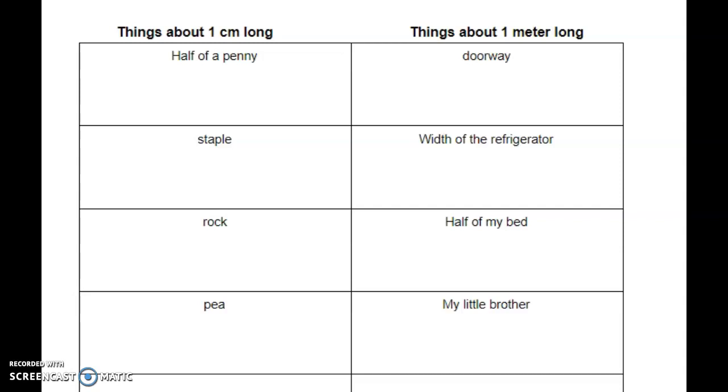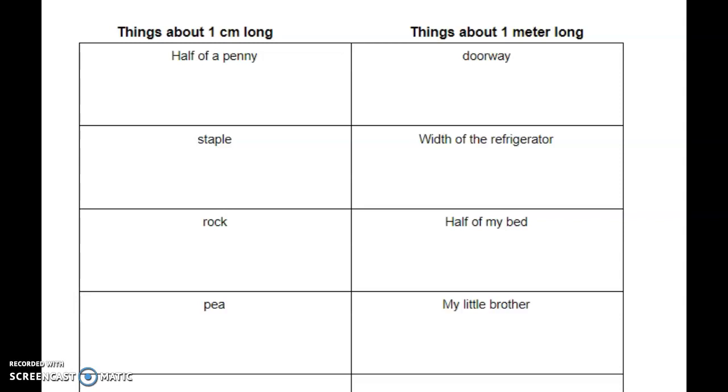Hello, second grade. We are working on math lesson 2.4 today, which is measuring with metric units. In yesterday's lesson, you were supposed to take home your activity pages and do a scavenger hunt at home, finding things that are about 1 centimeter long and things that are about 1 meter long.